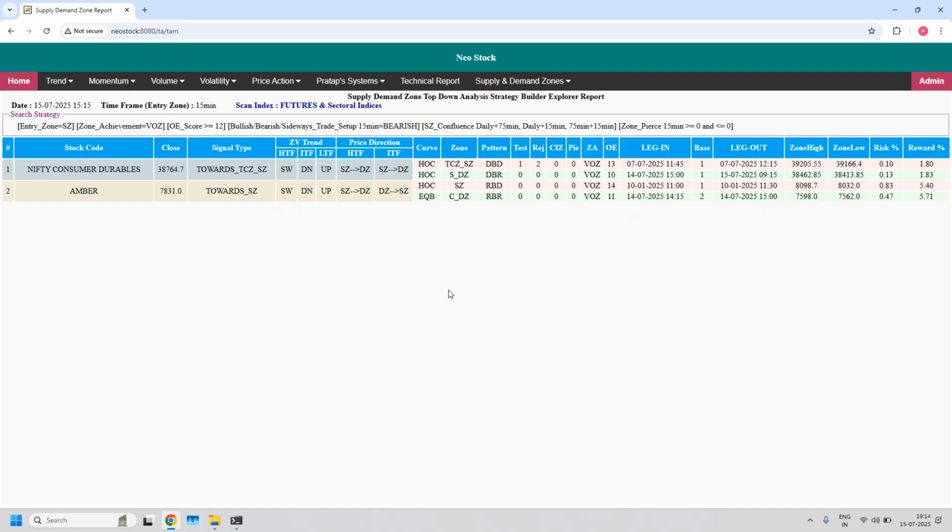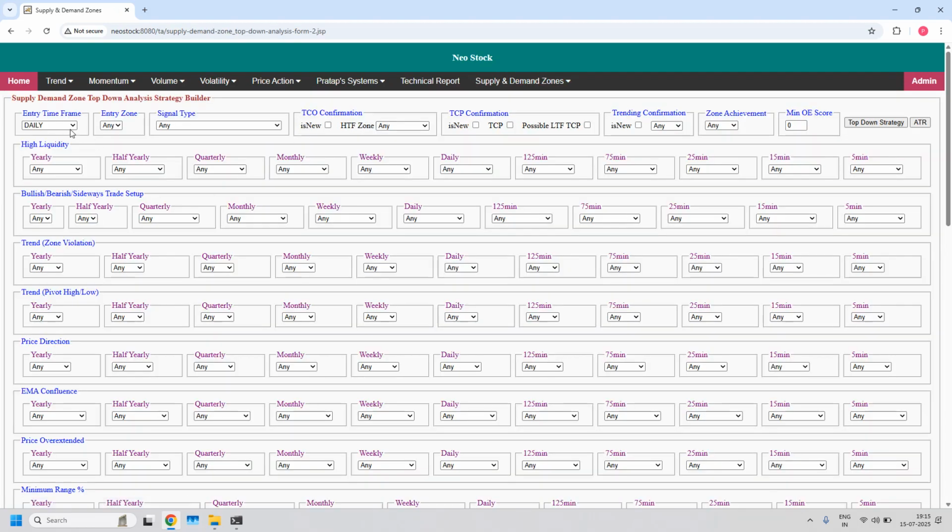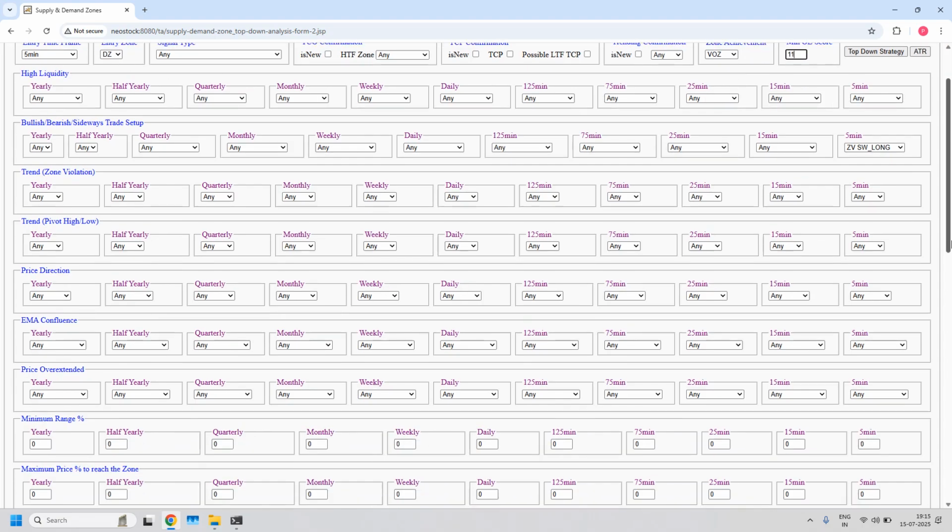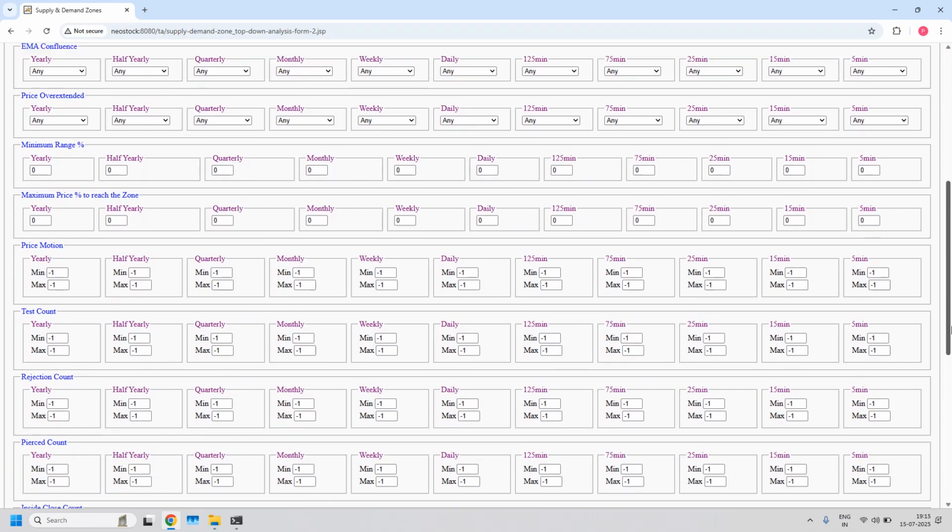Next we will look into hourly income trade reports. Entry time frame 5 minutes, entry zone demand zone, bullish, bearish, sideways at 5 minutes. I am selecting sideways long, zone achievement VOZ, minimum order enhance score 11, and 5 minutes demand zone should not be pierced. So in the pierced count parameter 5 minutes time frame, minimum value 0, maximum value 0.